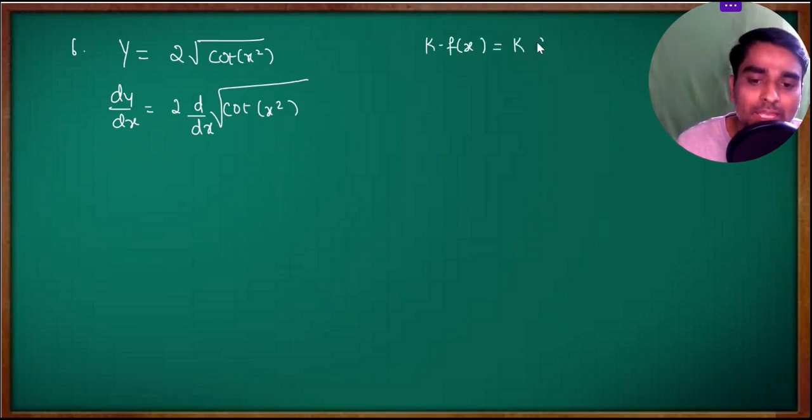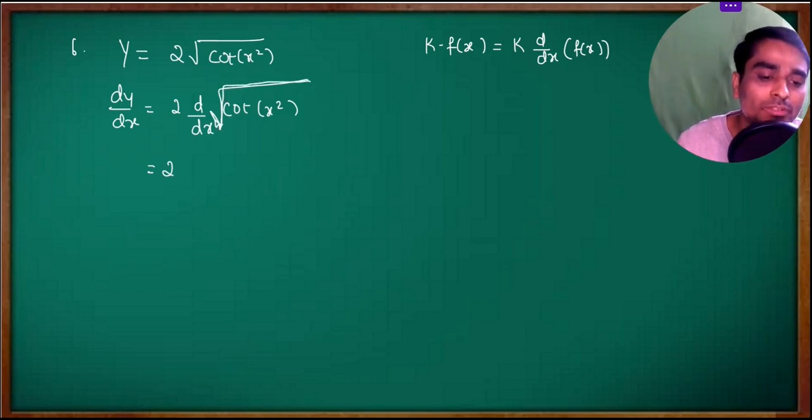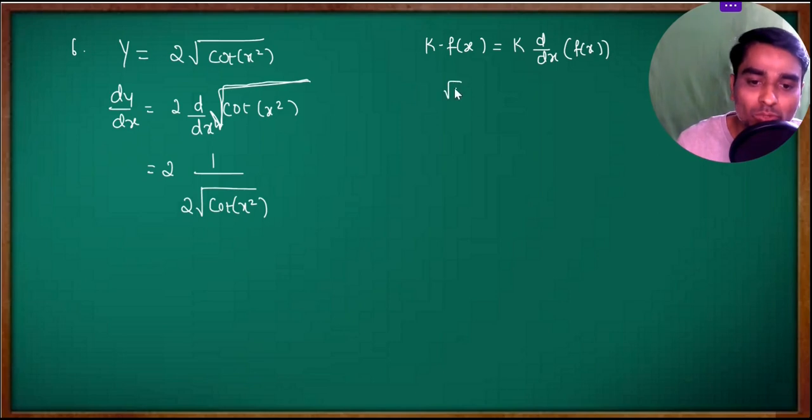So what we do, k is kept out, only the f of x part will be differentiated. Agree? So now 2 is anyway out. What is the differentiation of root cot of x square? Root cot x square is 1 by 2 root cot x square. Agree? Because we know root x differentiation is 1 by 2 root x. In the place of x, we have cot x square. Therefore, I am writing like this.